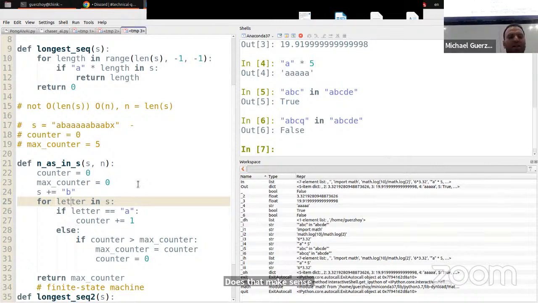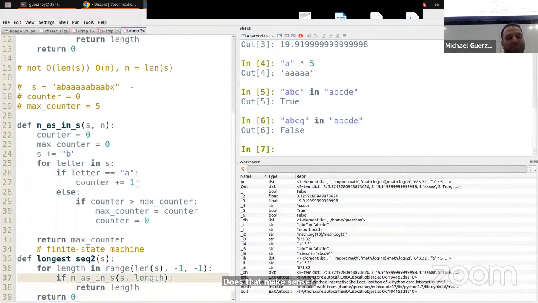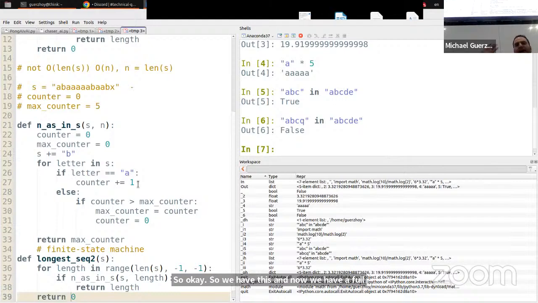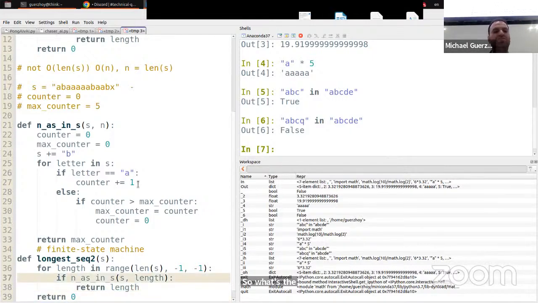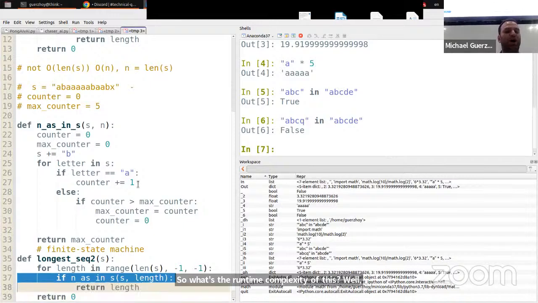So, okay. So we have this, and now we have a full implementation of a thing that kind of looks like what we've written about. So what's the runtime complexity of this? Well, the answer is, again, not all of length S. Well, obviously not all of length S, because this is going to take different amounts of time, possibly every time, right?